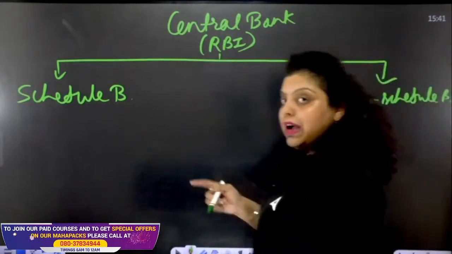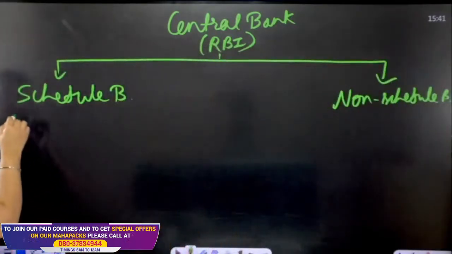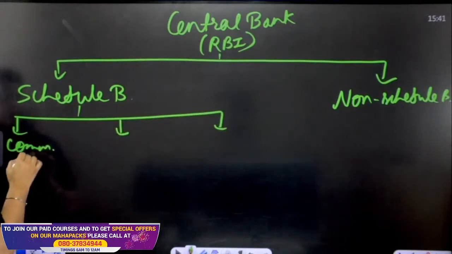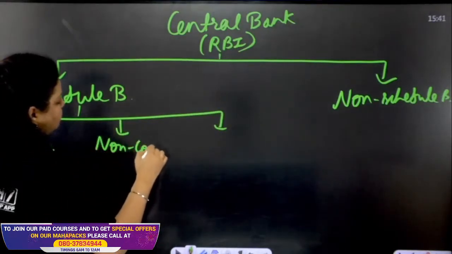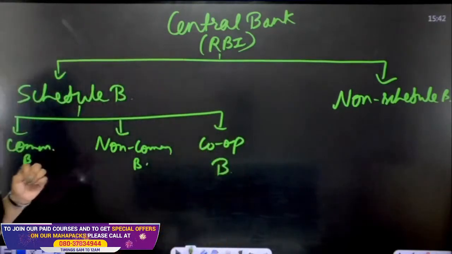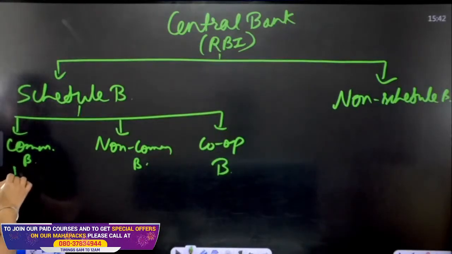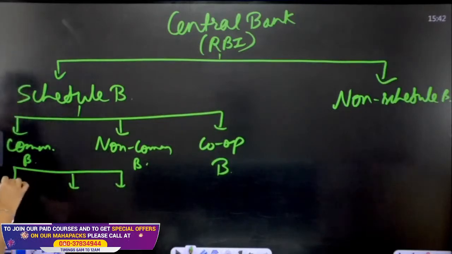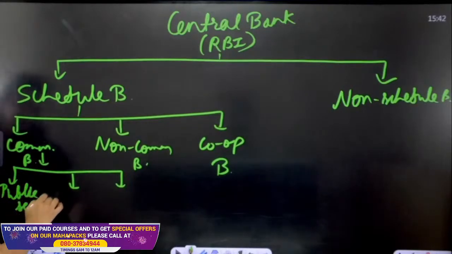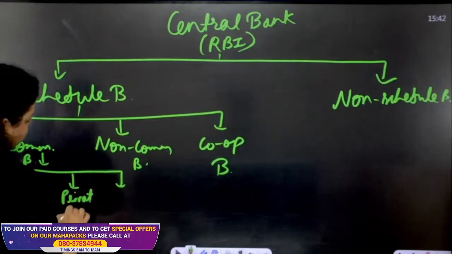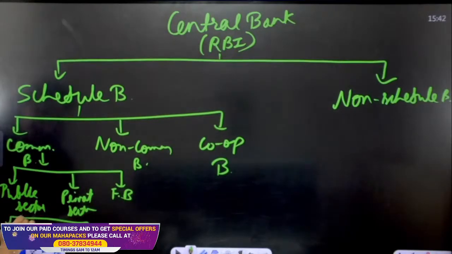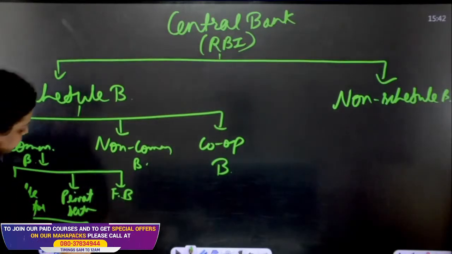Okay. Now the scheduled banks are further divided into 3 categories: commercial banks, non-commercial banks, and cooperative banks. So these 3 categories have been seen. Now the commercial banks are further divided into 3 categories: public sector bank, private sector bank, and the foreign bank. Okay. Now the public sector is further divided into 2 categories. First is State Bank of India, and the second one is nationalized banks.